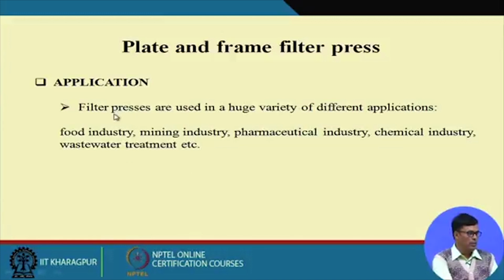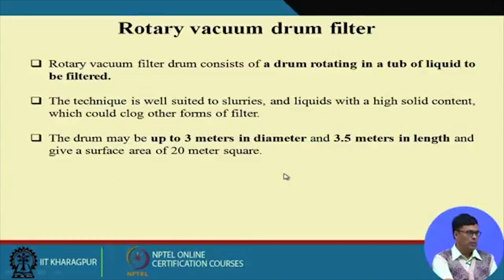The filter press is used in a variety of different applications: food industry, I told you, baker's industry, mining industry, pharmaceutical industry, chemical industry, and wastewater treatment processes.